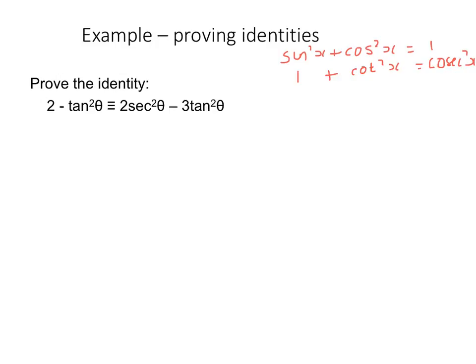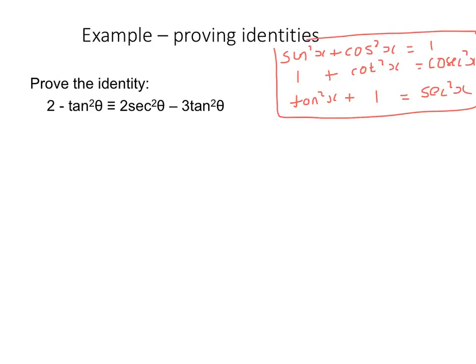And dividing through by cos squared x would give me tan squared x plus 1 equals sec squared x. So I would write out those identities at the beginning of the exam and have them down somewhere because you are going to use them.